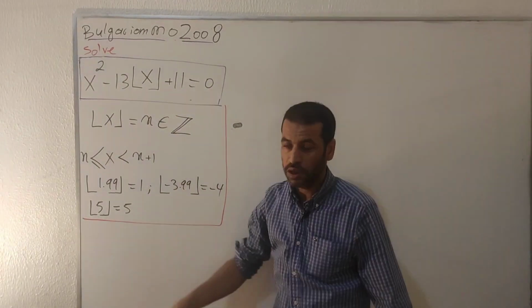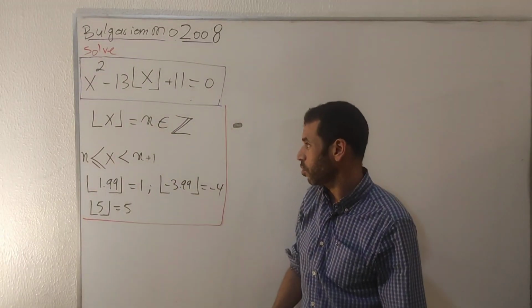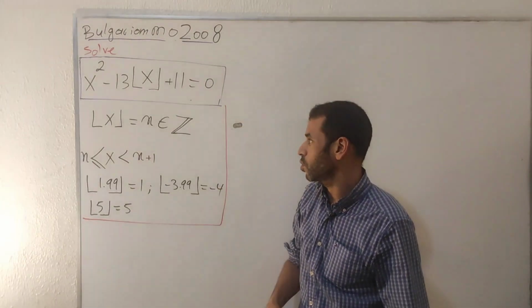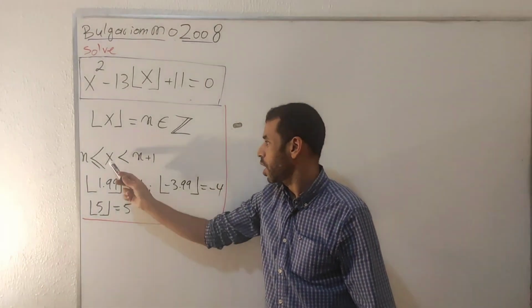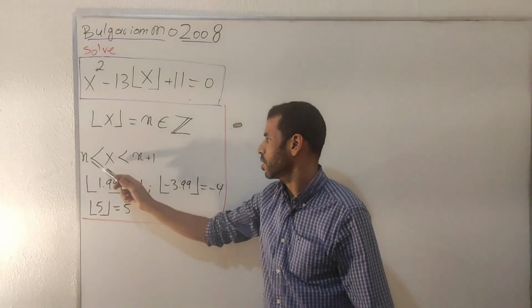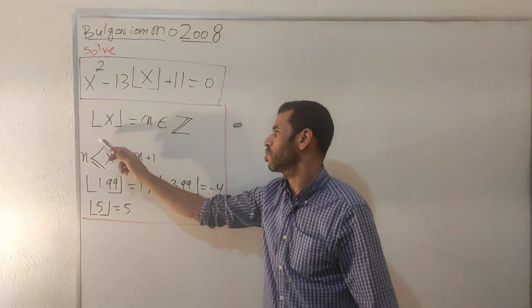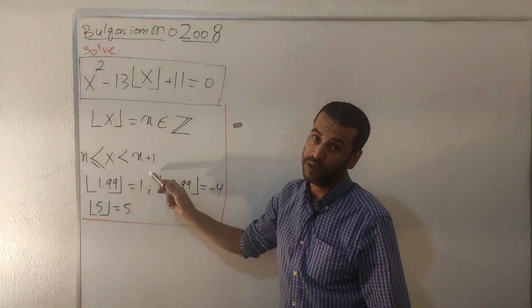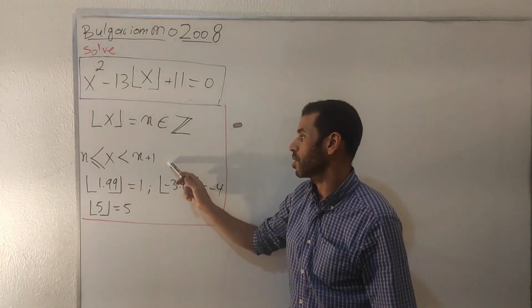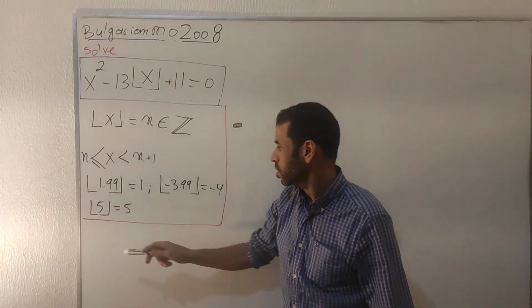Here is the definition of the floor function: the floor of x is the greatest integer less than or equal to x. So we have this inequality: x lives between n and n plus 1. The value that x is going to take is n, not n plus 1. It can go all the way up to n plus 1, but it does not include n plus 1. Here are a few examples.